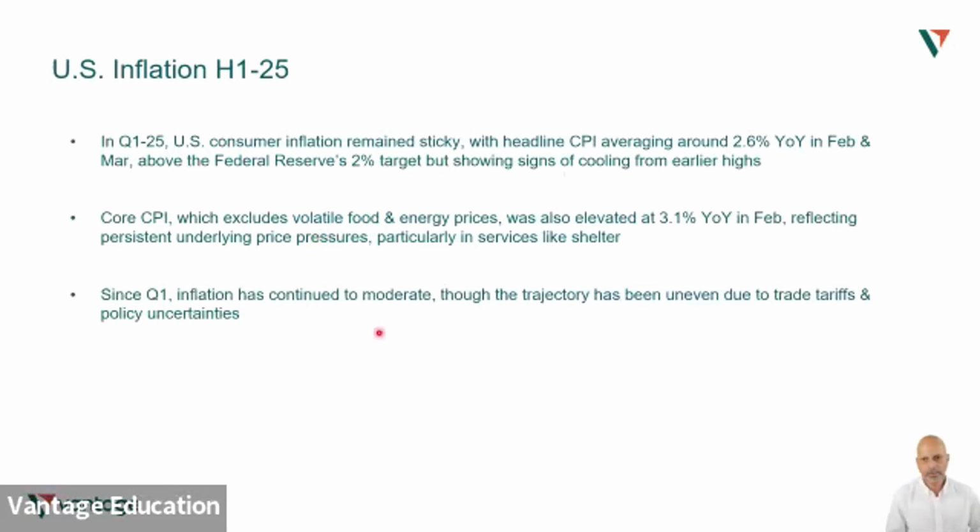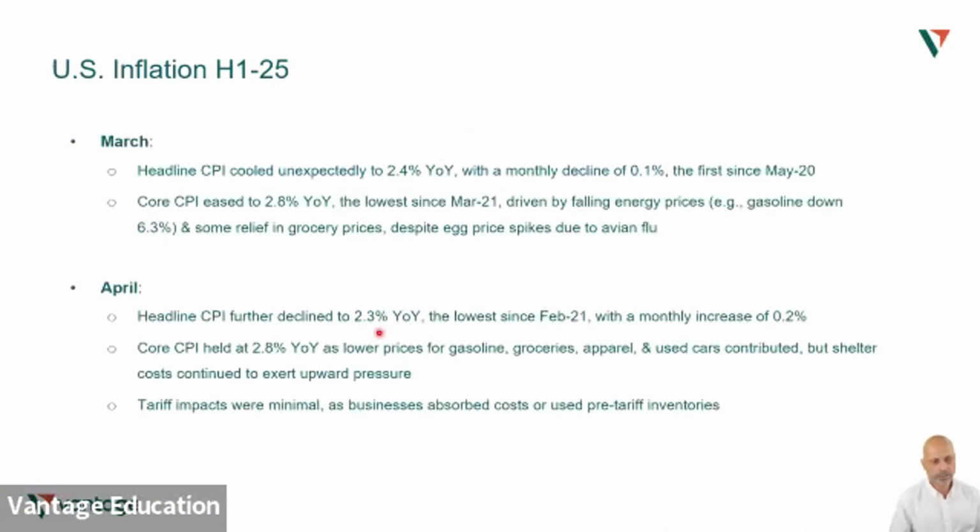Now, since Q1, inflation has continued to moderate, though the trajectory has been uneven due to trade tariffs and policy uncertainties. Let's take a look at how consumer inflation has evolved since March. In March, headline CPI cooled unexpectedly to 2.4% year over year, with a monthly decline of 0.1%, which was the first decline since May of 2020. Core CPI eased to 2.8% as well, the lowest level since March of 2021, driven by falling energy prices, particularly gasoline, which was down 6.3%. And there was also some relief in grocery prices, despite egg prices spiking higher due to the avian flu.